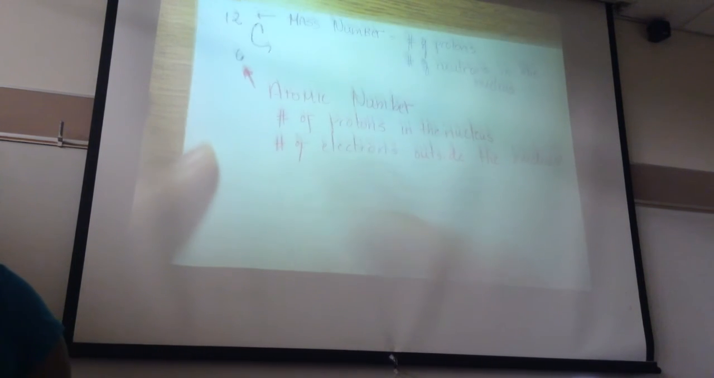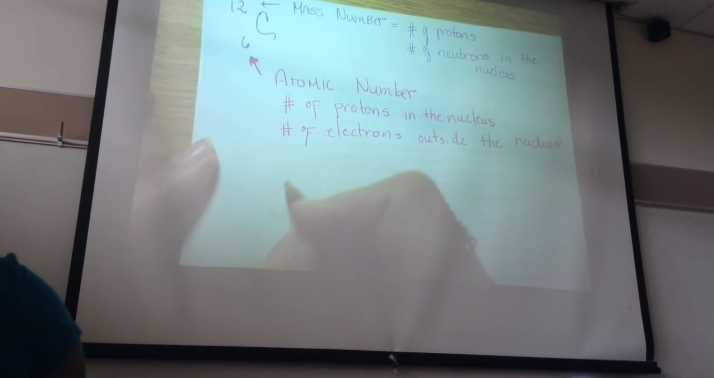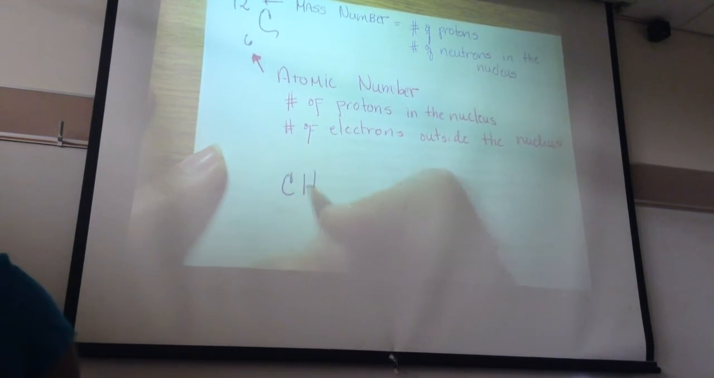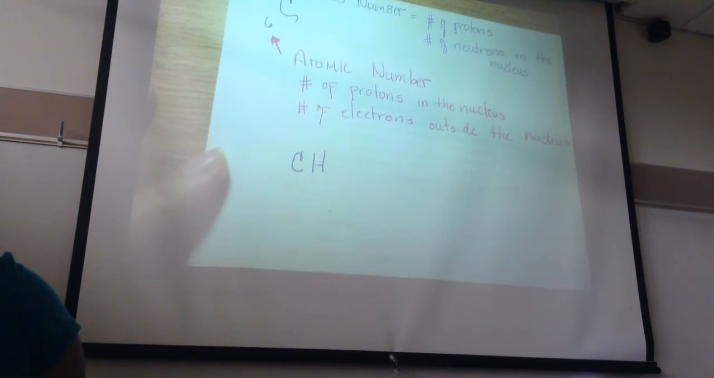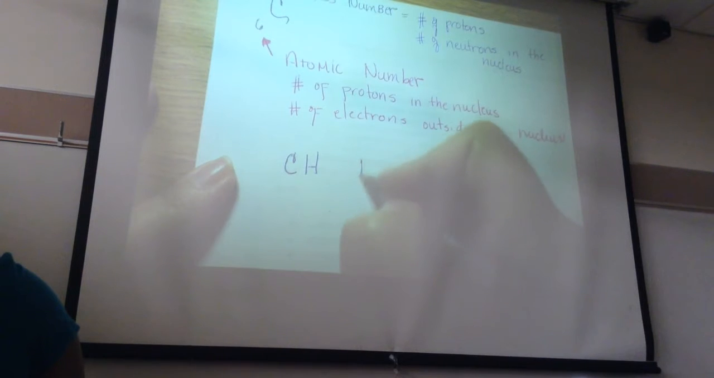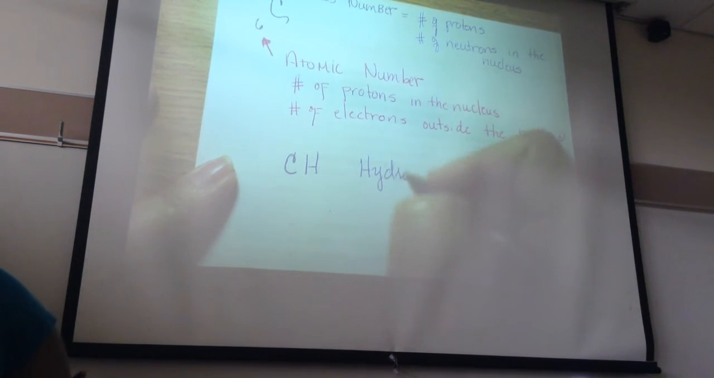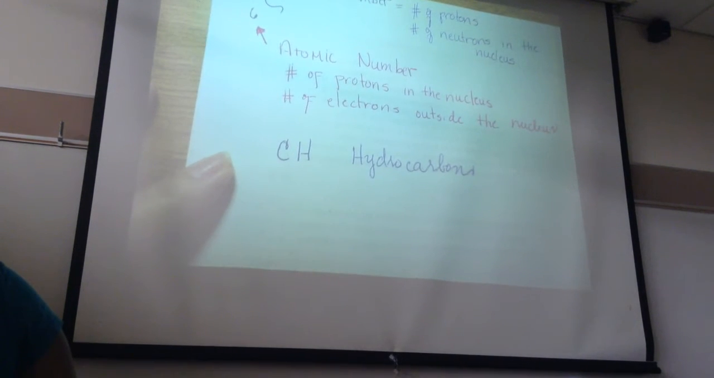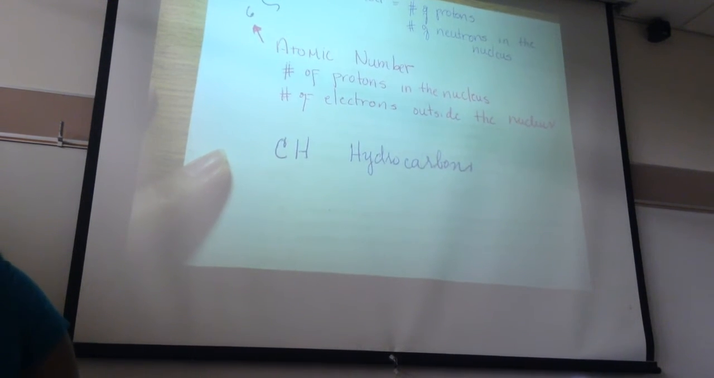When carbon combines with hydrogen, when it's just carbon and hydrogen, these are called hydrocarbons. This is just carbons and hydrogen, okay? Hydrocarbons. You know how many chapters we have just for the hydrocarbons? You don't even want to know.